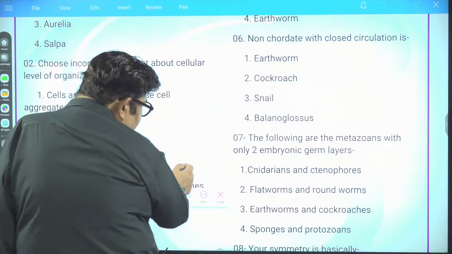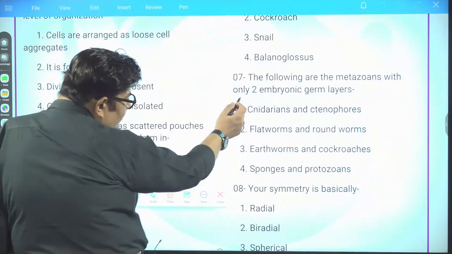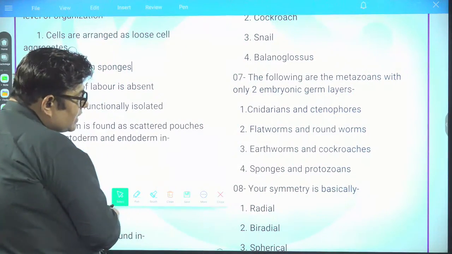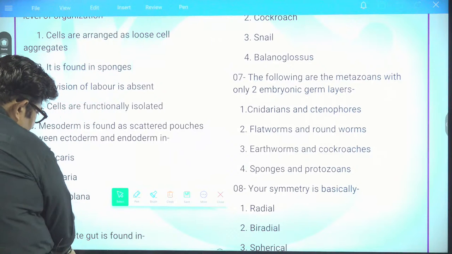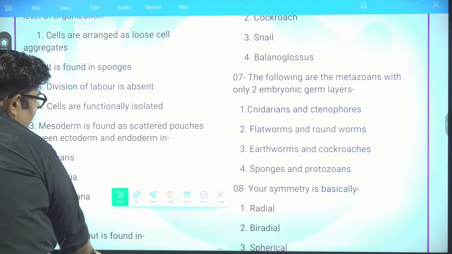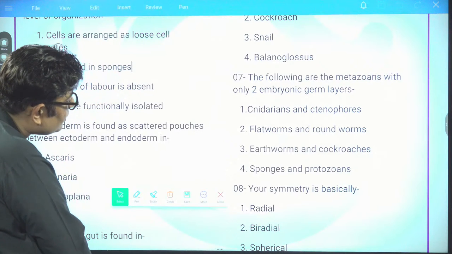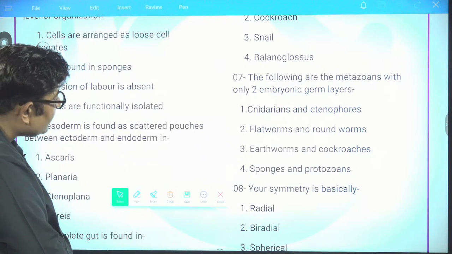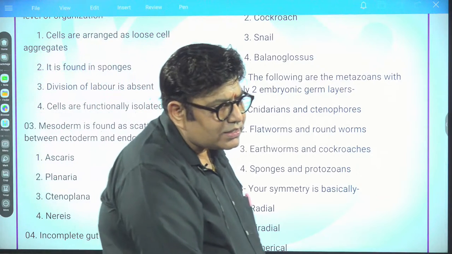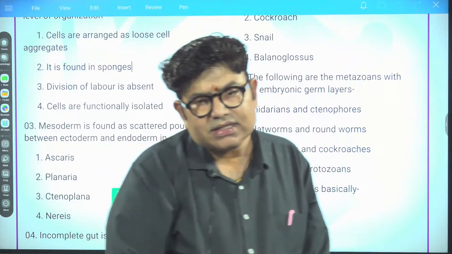And the last question. The following are the metazoans with only two embryonic germ layers. This is a very, very easy question. The correct answer is 1.